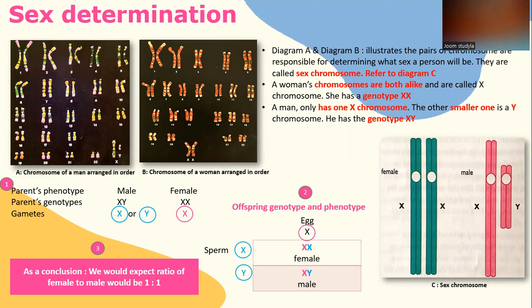Secondly, you have to identify the offspring genotype and phenotype. When the egg XX is fertilized with the sperm's X, it will produce a female, XX. And when it is fertilized with the Y, it will produce XY, which is male. As a conclusion, we can expect the ratio of female to male to be 1:1.